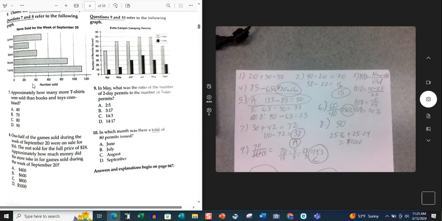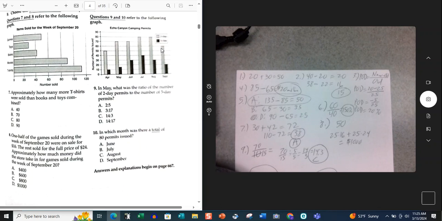Okay, number 10, in which month was there a total of 80 permits issued? So it's a total of 80 permits, not just 2-day permits. It's the combination of the 2-day and 5-day. Now look at what we have to choose from: June, July, August, and September. Let's start with September, because the reason why I'm starting with it is because it's blurry.